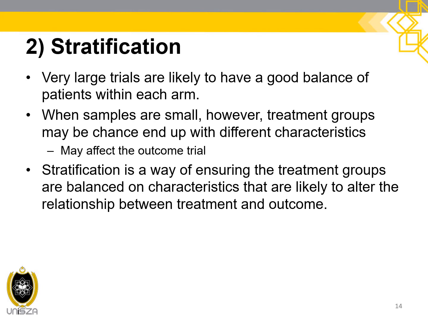In terms of stratification, very large trials are likely to have a good balance of patients within each arm. When samples are small, however, treatment groups may by chance end up with different characteristics, and this may affect the trial outcome. Stratification is a way of ensuring the treatment groups are balanced on characteristics that are likely to alter the relationship between treatment and the outcome.